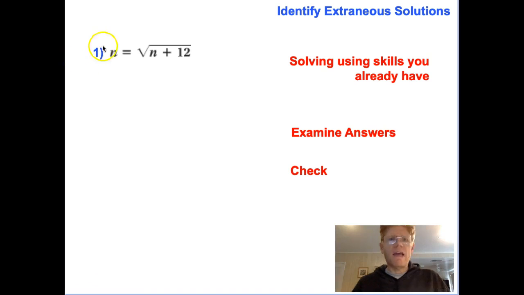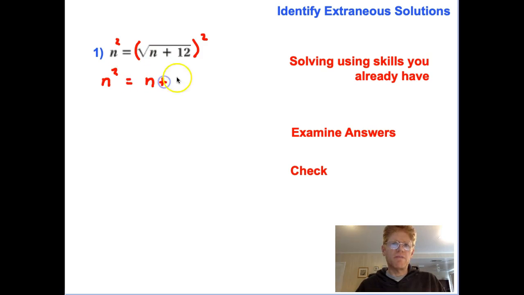We have our first example. n is equal to the square root of n plus 12. So let's go ahead and solve that using skills we already have. The first thing we want to do is get rid of our radical, and we can do that by squaring both sides. So we'll square n, gives us n squared, and we square this side to get n plus 12.